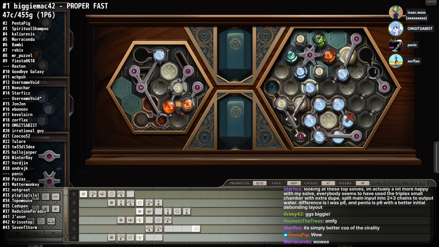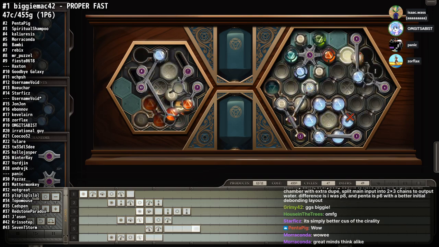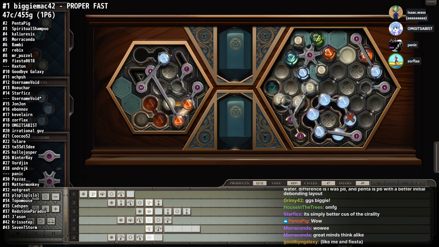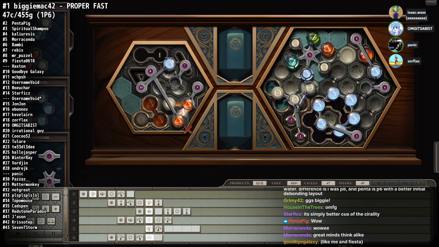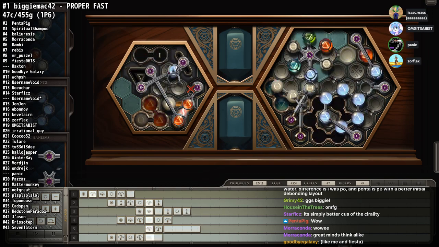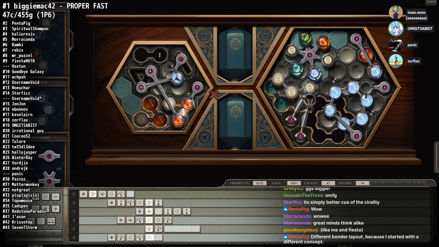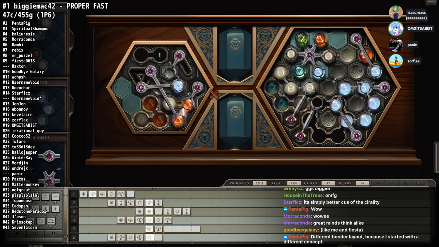Is the bonder layout the same? It seems so. It's slightly different. Slightly different, okay. Yeah, Biggie's actual debonding is slightly different, which is what lets him get away with less pistons. Or one less piston. Yeah, and also this whole side chamber doesn't have any pistons in it at all. Oh yeah, that too. That's so true as well. Well, damn.